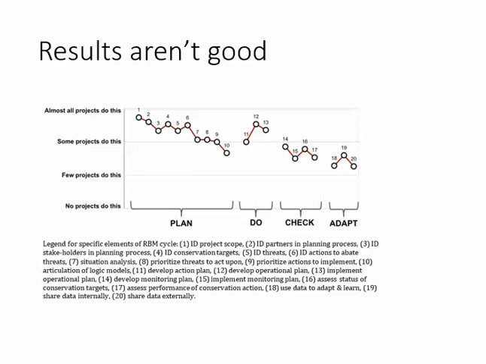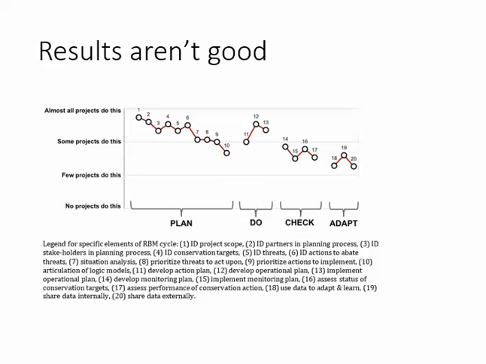And you can see that many projects do the left side of it, and then when we get to do, again, most projects are doing stuff. They have a logic model, that's a 10. They develop an action plan, 11. They develop operational plans, that's 12, and they implement the operational plan, that's 13. Most projects do that. But then when you get down to check and adapt sorts of steps, the 14 through 20, you find that somewhere between some to few projects do this, that monitoring just isn't getting done.